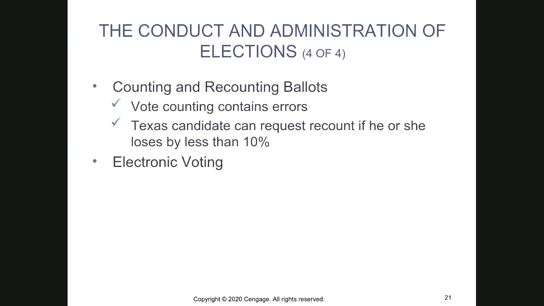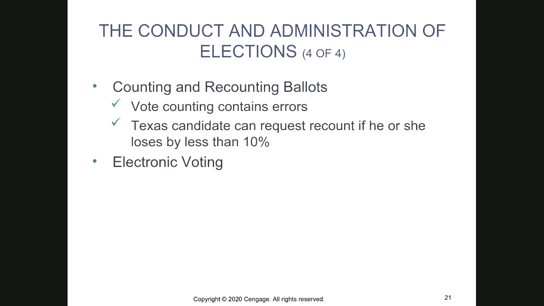Okay, think back on that participation paradox that we talked about before. Don't get disheartened, but it becomes even more of a paradox when we understand that vote counting contains errors. Texas candidates are actually able to request a recount if he or she loses by less than 10%. Now, traditional voting error range is not that large. Usually, when we're talking about voting error range, we're talking about a range of about 1 to 2%. Don't freak out.